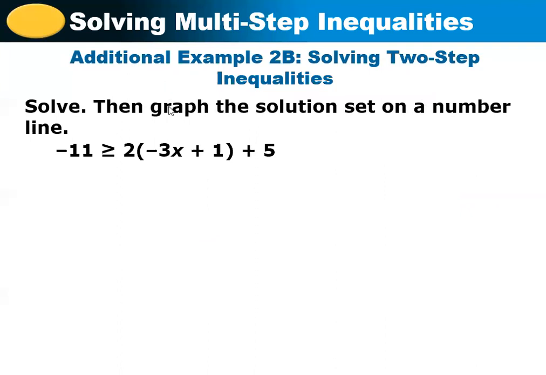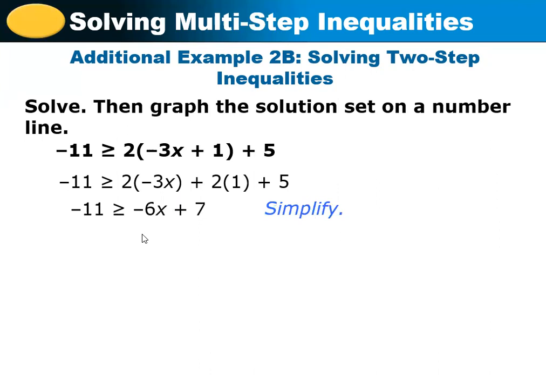Another question. What about if you have a number before the parentheses? Number before the parentheses, so we have to use the distributive property first. So negative 11 and then 2 times negative 3x and then 2 times 1 plus 5. It will be negative 11 more than or equal negative 6x plus 7.